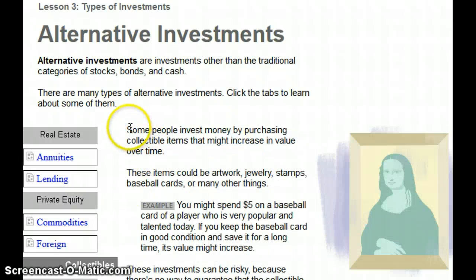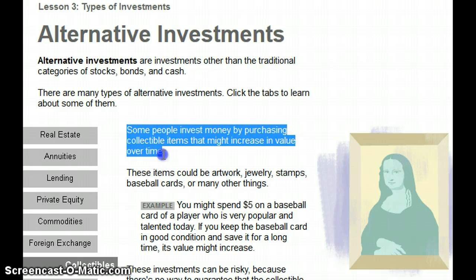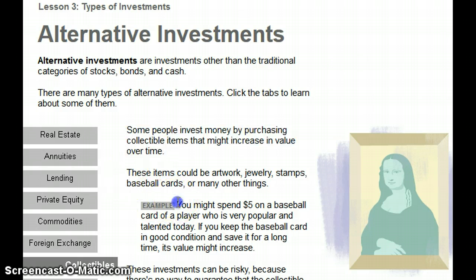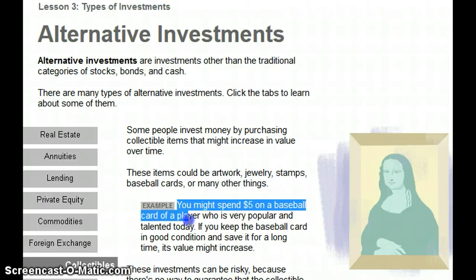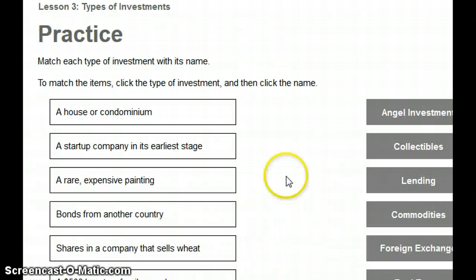Or you might be just really good at something or collecting things, and you purchase collectible items that might increase in value. An example is you bought a $5 baseball card of a player who's very popular and talented today, but if you keep that card, it might increase in value. So let's look at alternative investments in a little different way.